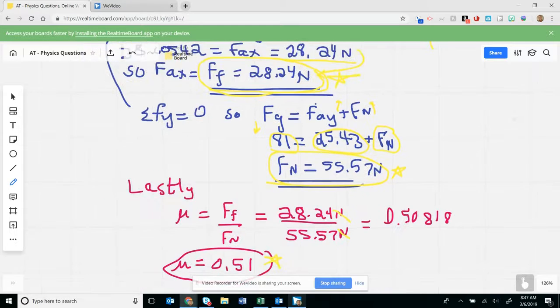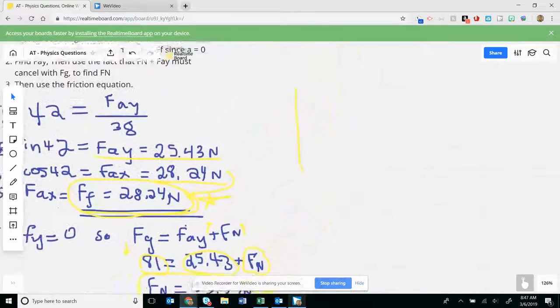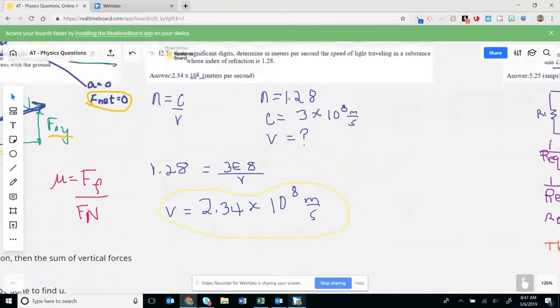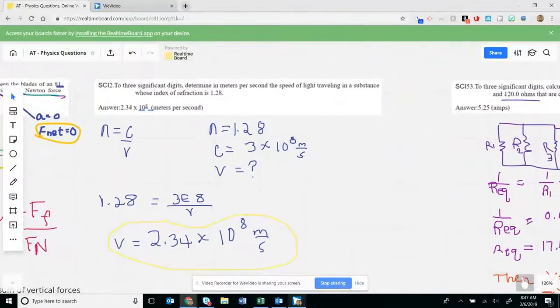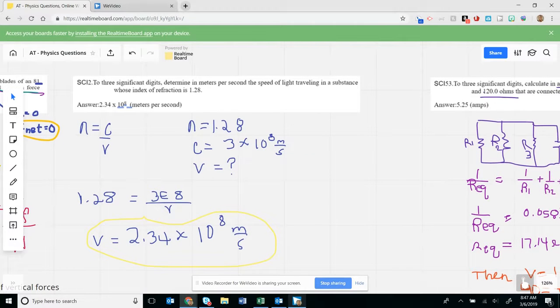All right, let's keep moving on from there. The next one, somewhere up here, is much shorter. This one asks us to determine, to 3 significant digits, in meters per second, the speed of light traveling in a substance whose index is 1.28. So it feels like there might not be enough here. They're only telling us one number.